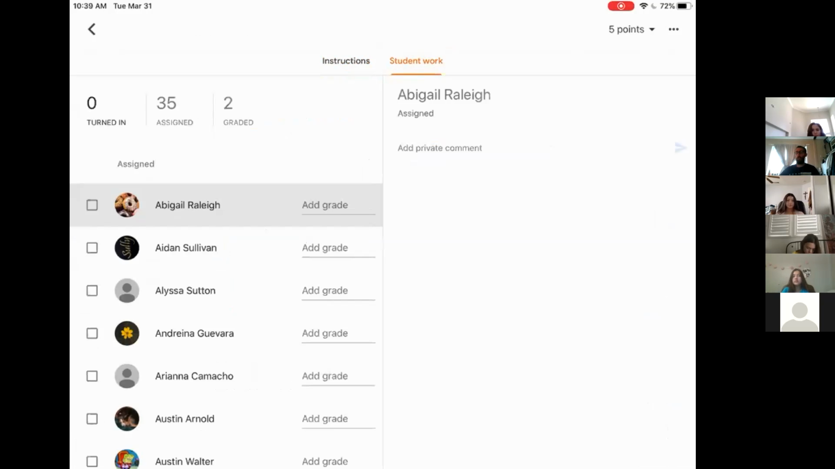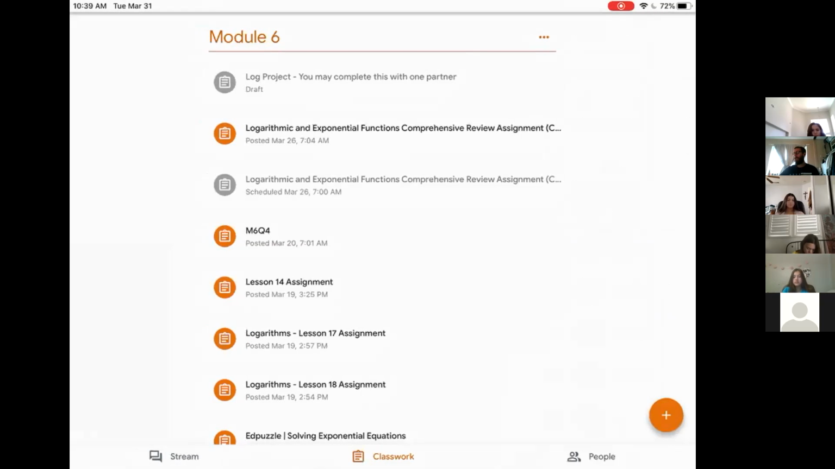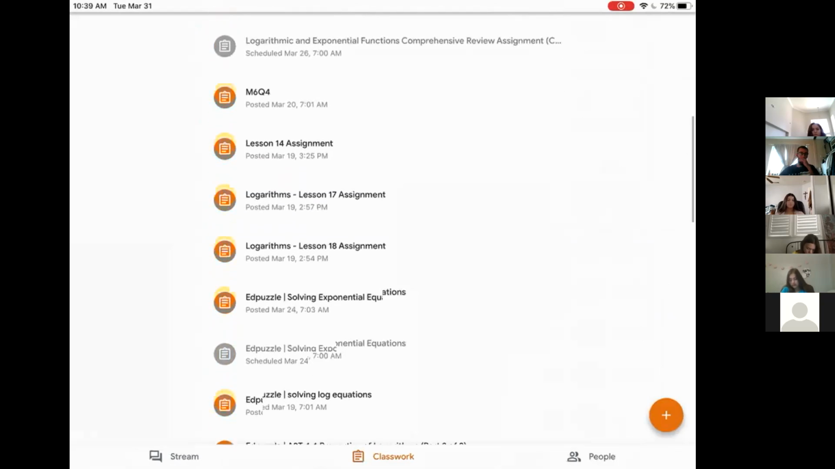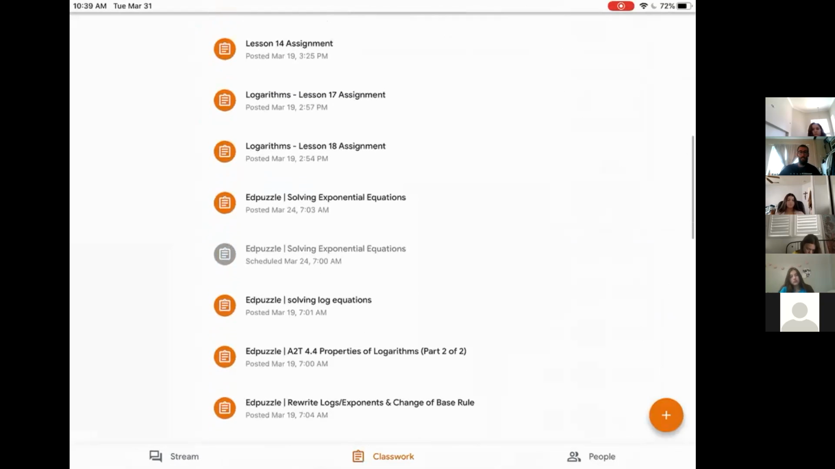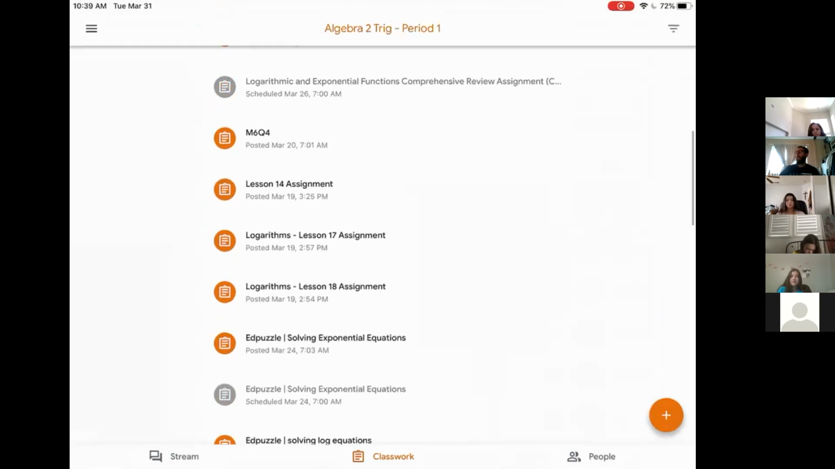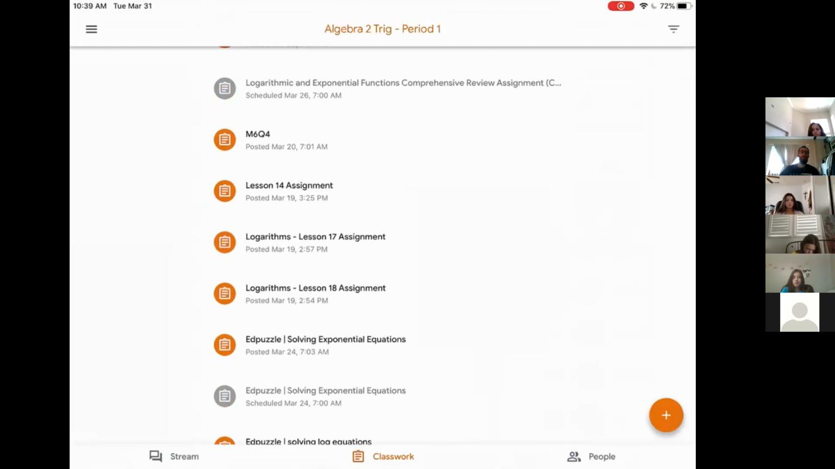So anytime you want to upload anything, everything that you should be needing to upload should be visible and present on the Google Classroom under the classwork section. And then to upload those, make sure you upload those pictures to submit your assignment. Does that answer your question?